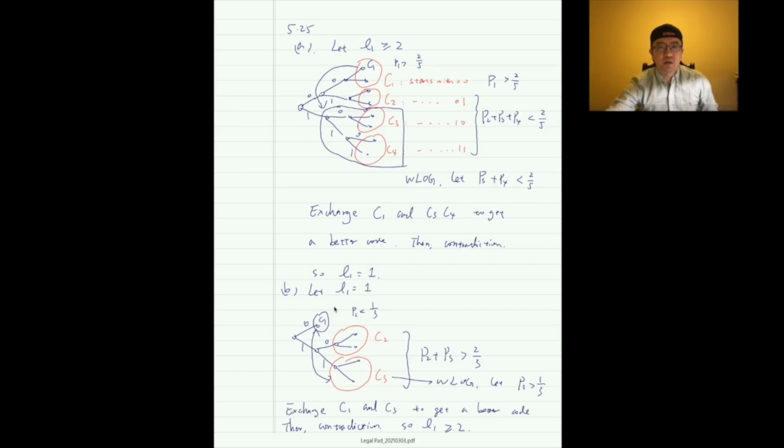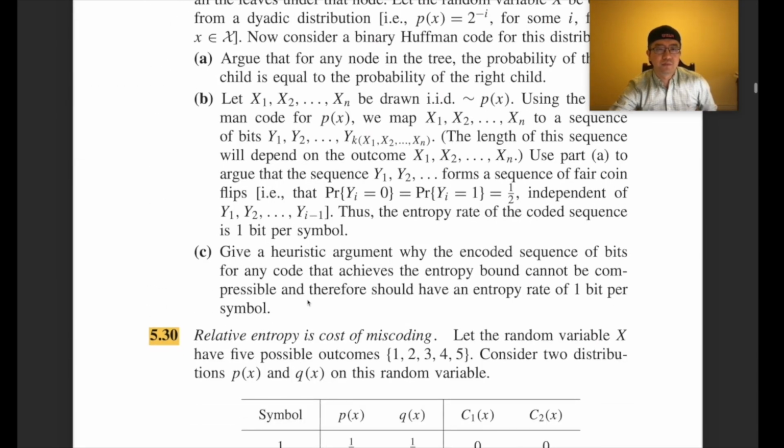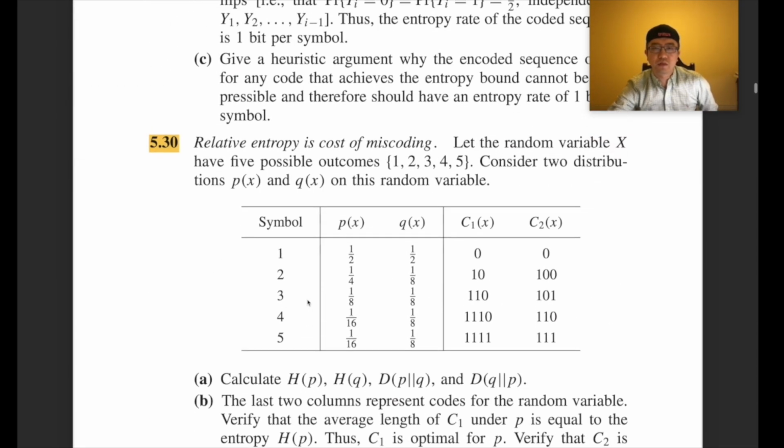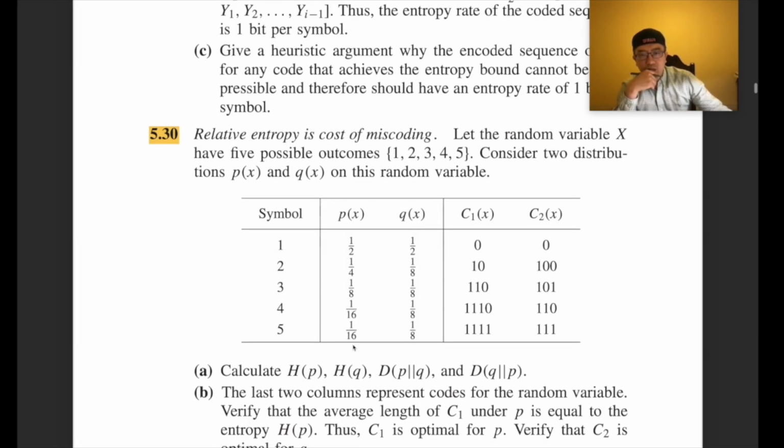So let's see our next question. The next question is question number 30. Relative entropy is the cause of miscoding. This is a relatively straightforward question. In this question, we have 5 symbols, a true probability, and an estimated probability, and then we have a code word designed according to P, and a code word designed for Q.